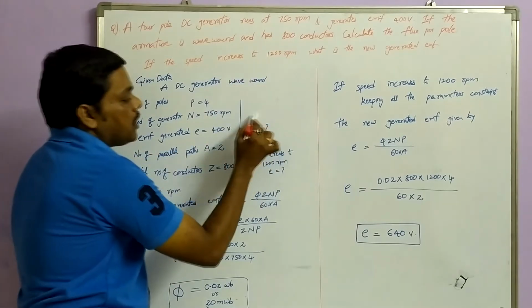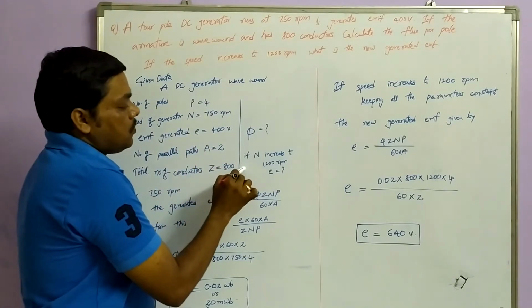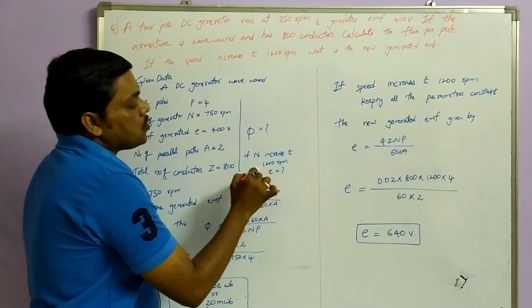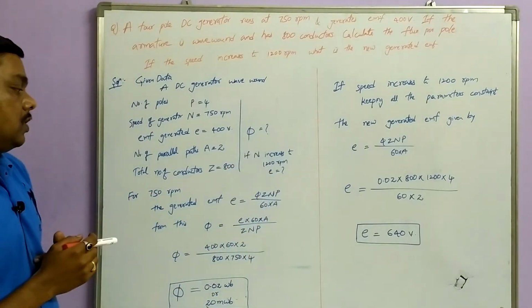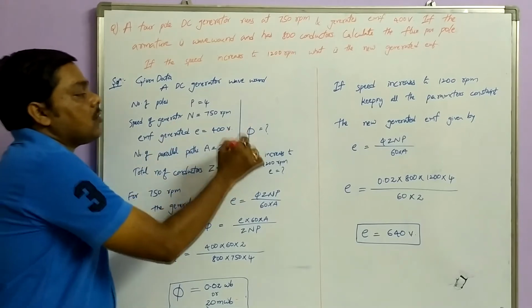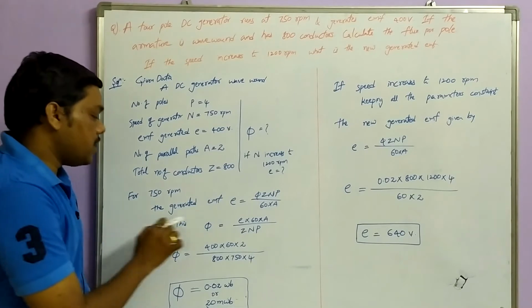Then calculate flux per pole. This is the first question. And if the speed increases to 1200 rpm, then what is the new generated EMF? Now to solve this, first we find out the flux per pole. So how do we find the flux per pole? We know already the generated EMF formula.